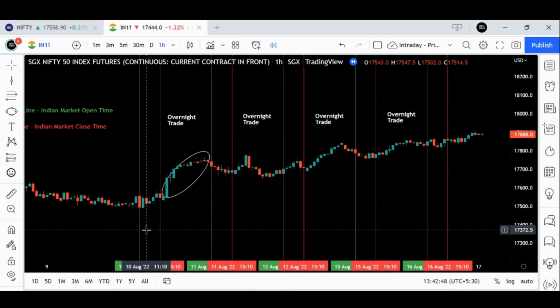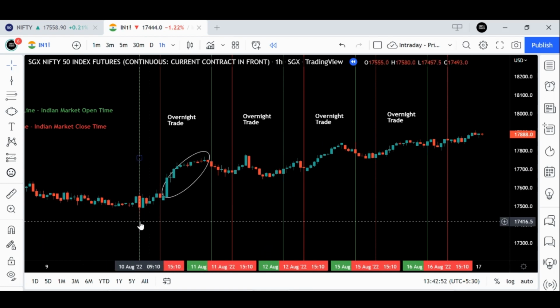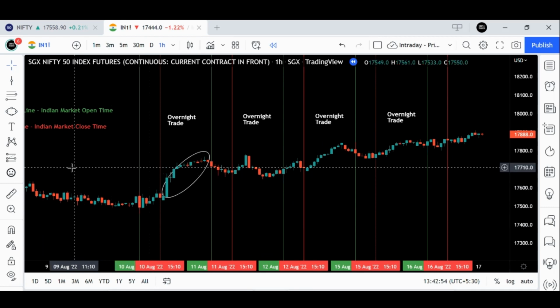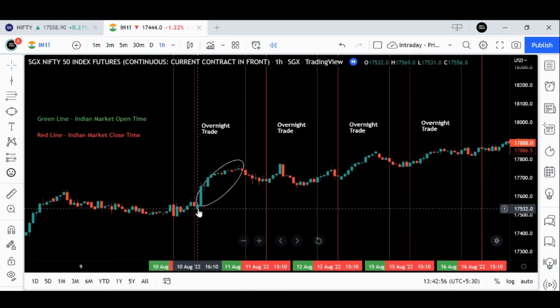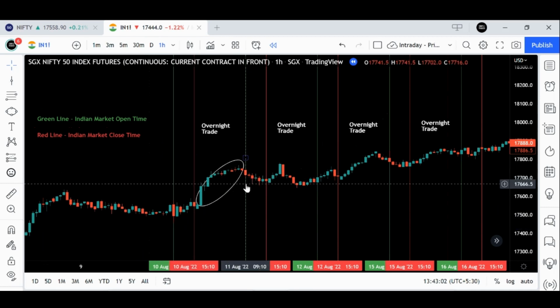Between 10th and 11th, this green line is the Indian market open time, and this red line is the Indian market close time. So this is the 10th open, this is the 10th close, this is the 11th open and this is the 11th close. In between these gaps, the Nifty is traded in the SGX market. It trades almost 24 hours. So what happened overnight?